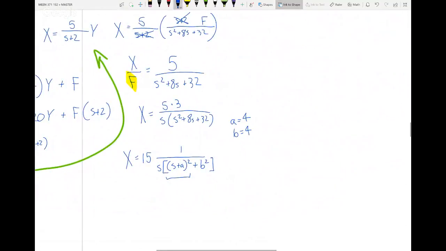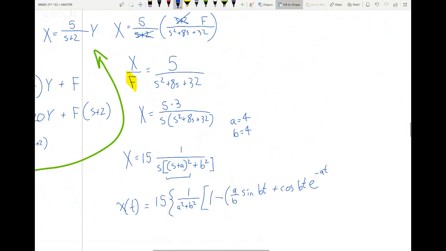And so we can say then that our x of t is going to be 15 times 1 over a squared plus b squared. Again, this is number 24, times 1 minus a over b sine of bt plus cosine bt, e to the negative at.